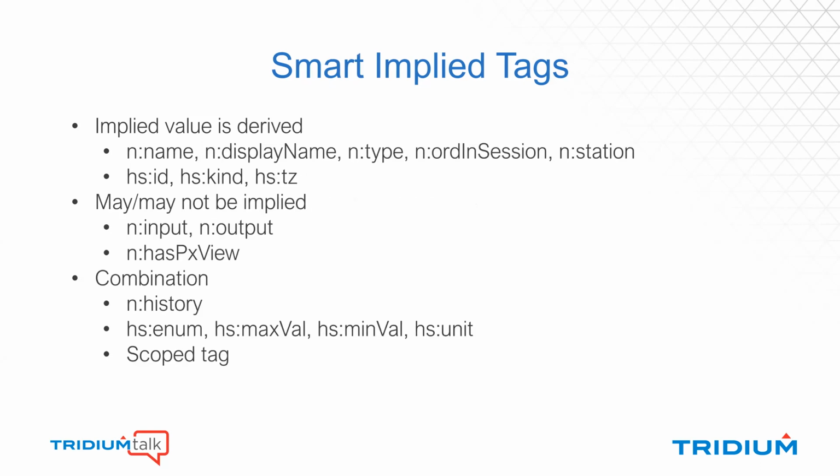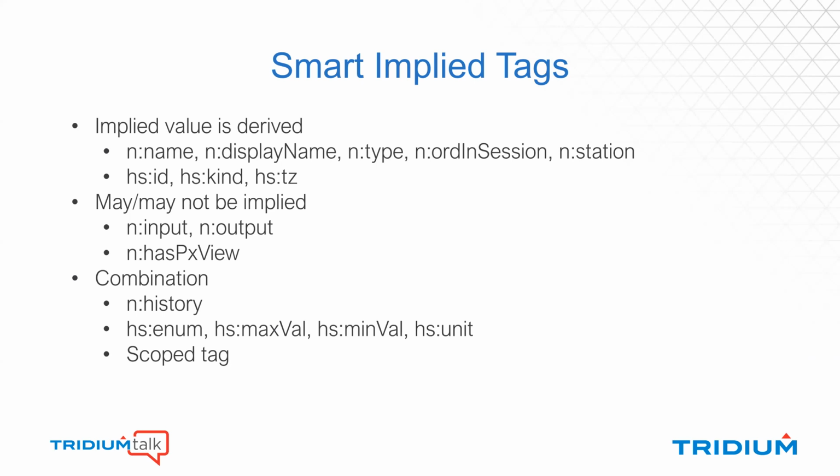The other flavor of implied tags are smart implied tags, and there are kind of three ways these are implied. One, the implied value of the tag is derived from something. So like the n:name tag, the value of that tag comes from the name of the component. And n:type, the value of the n:type tag is the type spec of the component. In the Haystack dictionary, the kind tag is set to a value based on the point that it's implied on. Other tags may or may not be implied. Other smart implied tags may or may not be implied based on something about the component. So you've already evaluated the rule conditions. The smart implied tag may have additional criteria that it will evaluate.